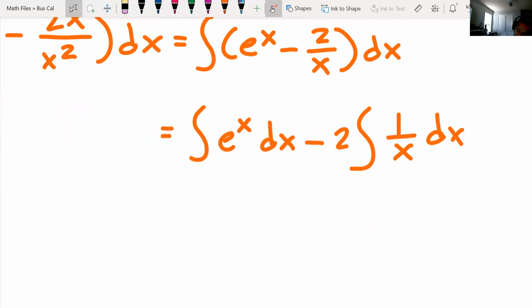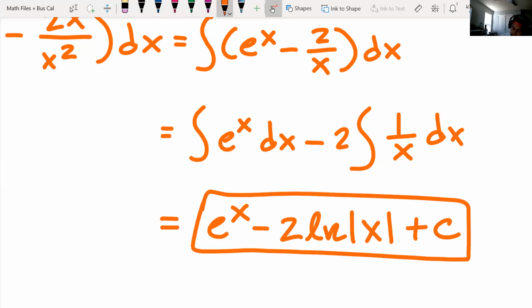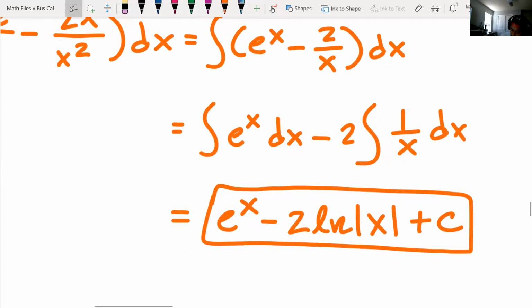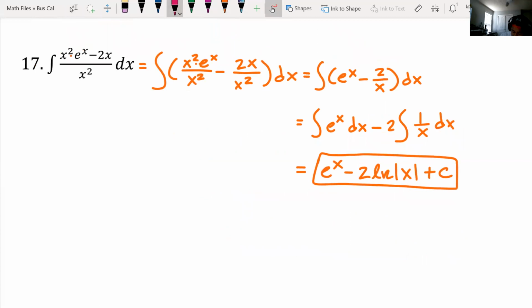All right, everything's separated. We're ready to go. Lucky for us, the antiderivative of e to the x is e to the x, minus 2 times the antiderivative of 1 over x, which is the natural log of the absolute value of x. And don't forget the c. Here's the caution.